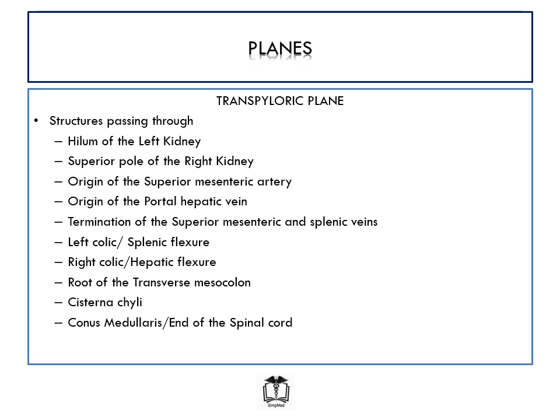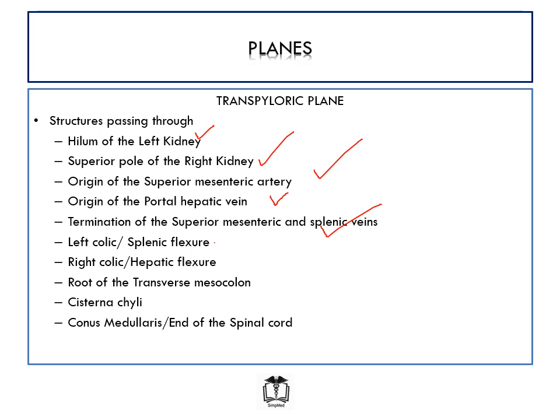Other structures in relation to the transpyloric plane include the hilum of the left kidney and the superior pole of the right kidney. Usually the right kidney is a little bit lower compared to the left kidney. As a result, the hilum of the left kidney is found on the transpyloric plane, whereas the superior pole of the right kidney is found on it, so it's a bit lower. The origin of the superior mesenteric artery is also found there. The origin of the portal hepatic vein is found there. The superior mesenteric vein and splenic vein usually terminate to form the portal hepatic vein. As a result, they are found also at the transpyloric plane.